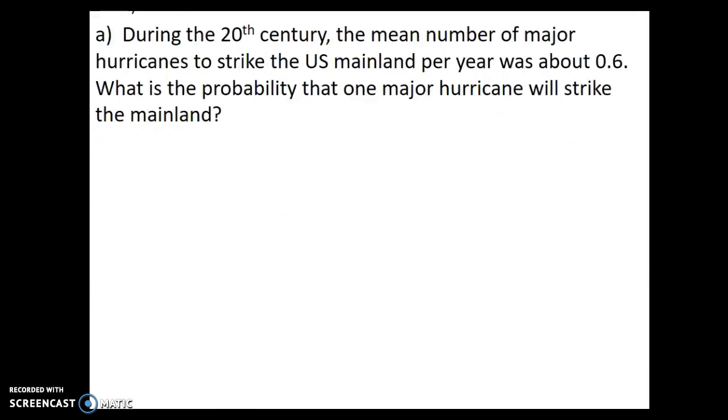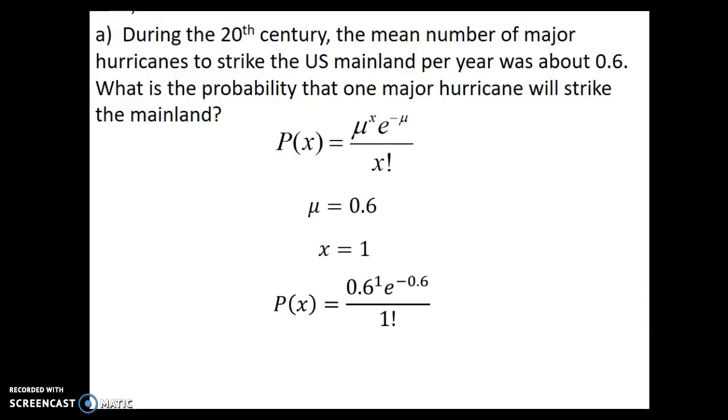Since we said part A was a Poisson distribution, we're going to use the formula. And since the mean per year was 0.6, mu is going to be 0.6. We are wanting to find exactly one major hurricane, so x would be 1. We're going to just substitute those into our formula. So 0.6 to the first power times e to the -0.6 power, all over 1 factorial. Quick side note, 1 factorial is equivalent to 1. You don't really need to type in divide by 1. But even if you did, sorry about the bell, you would get 0.3293 approximately.